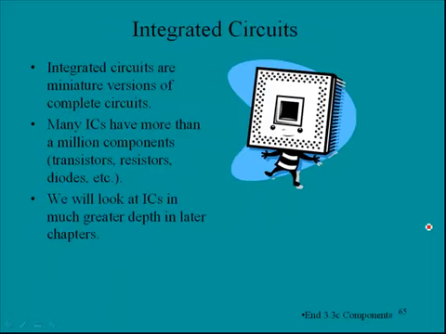And then finally, we mentioned integrated circuits. Integrated circuits are miniature versions of complete circuits. Many ICs have more than 1 million components. That's 1 million transistors, resistors, diodes, inductors, capacitors, etc. And we will look at ICs in much greater depth in later chapters. So in this section 3.3, we have introduced many components, and we will be looking at these components in greater depth in later chapters.